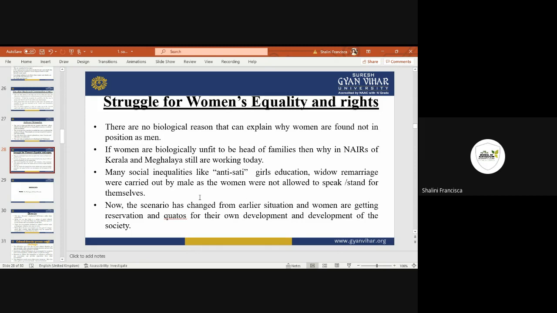But now the scenario has changed. There are quotas for elections, there are quotas for reservations, there are quotas for everything. If you see an exam, if you see an interview, if you see a higher post, everywhere you will find at least 33% quota or reservation for women.